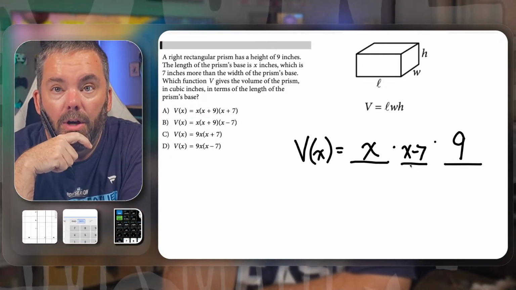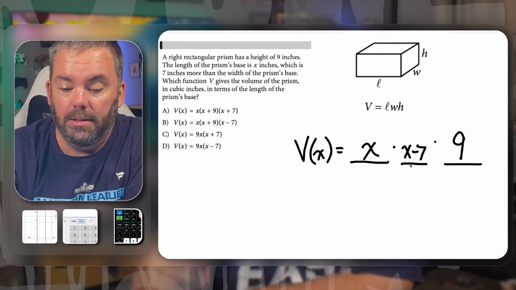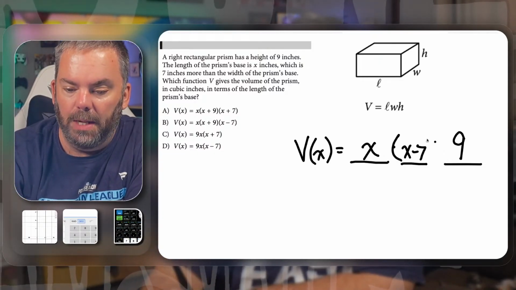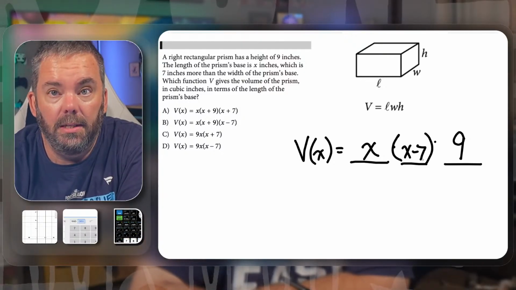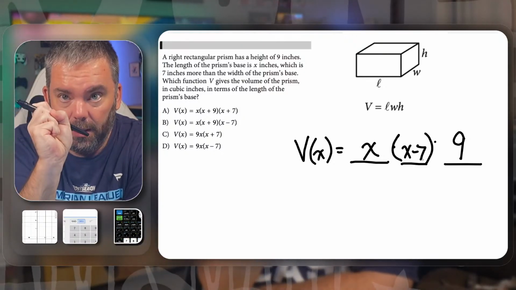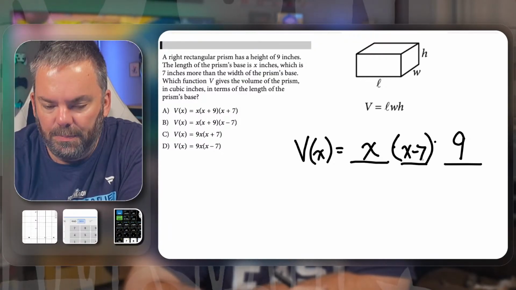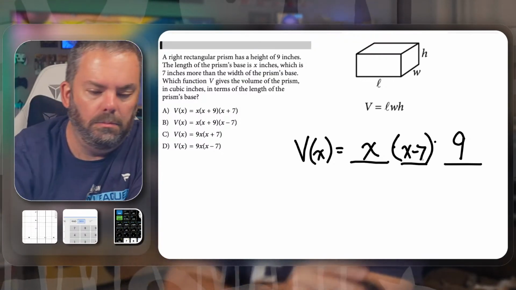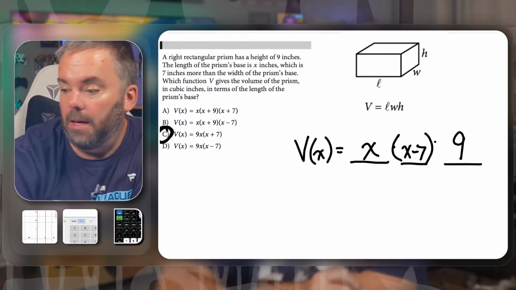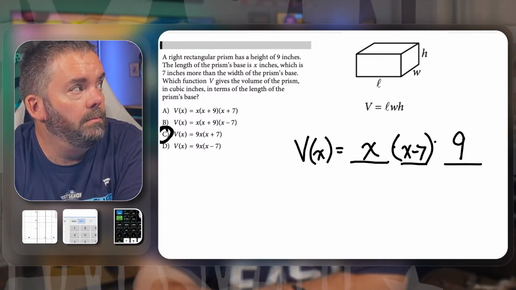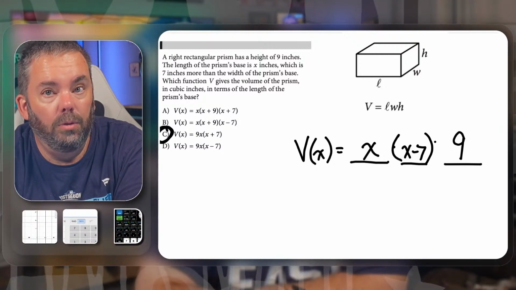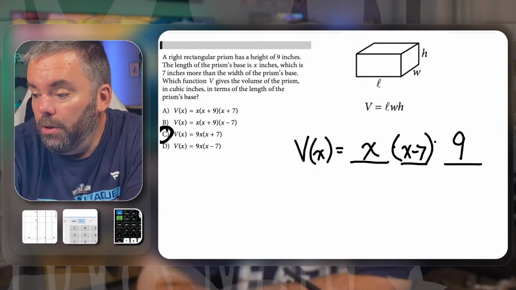All right, so there's our multiplication problem. To be honest, this kind of scares me. I would want to put my x minus 7 in parentheses because that whole thing is the width. Now let's look. We have x times x minus 7 times 9. Well, that's exactly the same as option C. All right. Groovy.